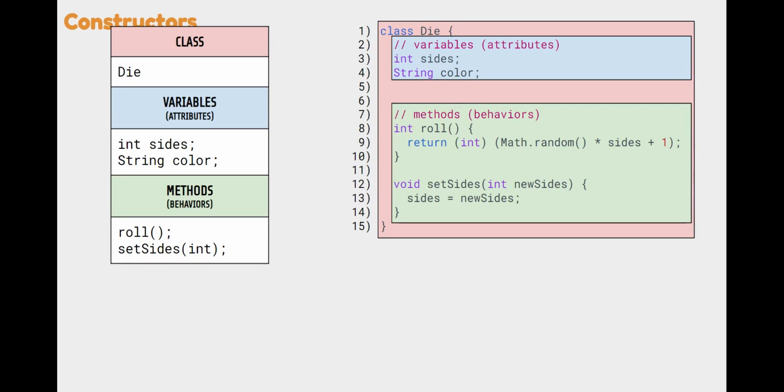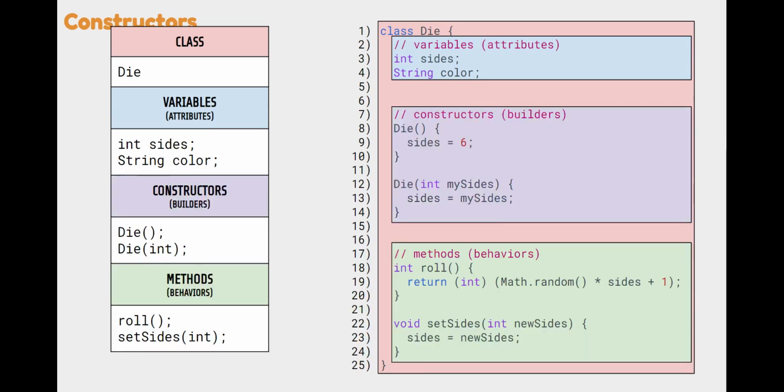So we have our class definition on the right. We see our variables on lines 3 and 4, our int sides and our String color. And then we see our methods on lines 7 through 14. Well, we're going to try to squeeze something between the variables and the methods. This is going to be our constructors, because we need a way to build the objects that these classes define.